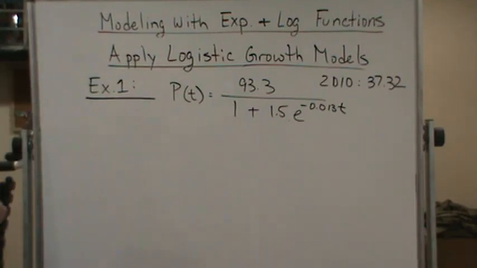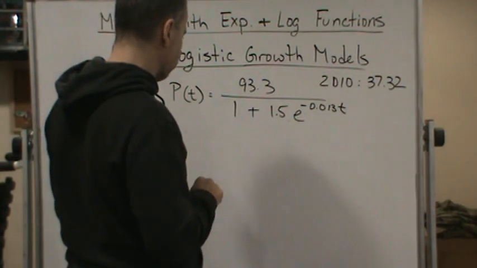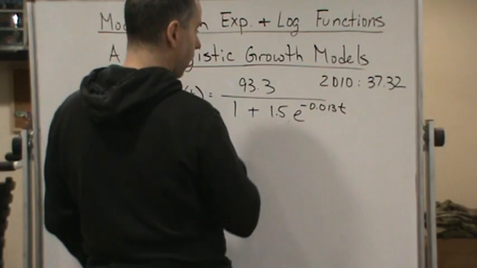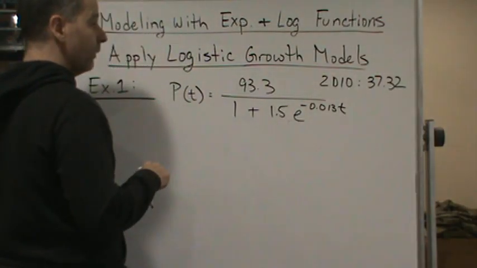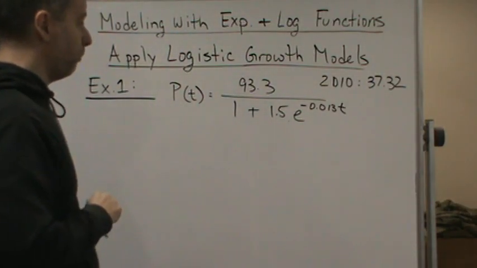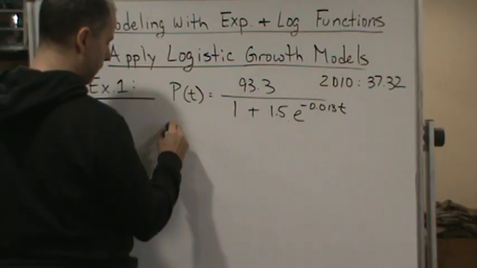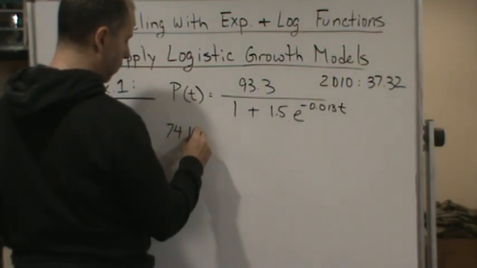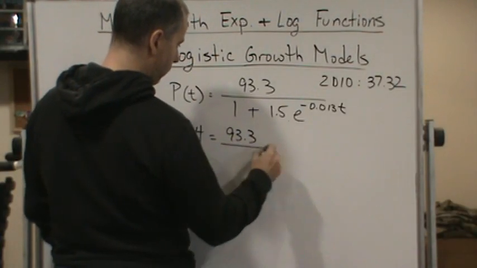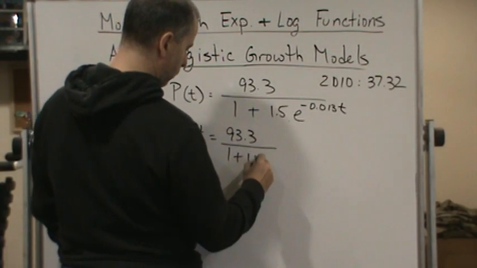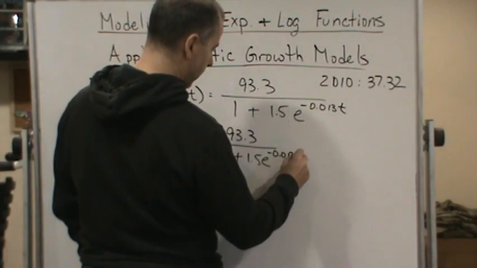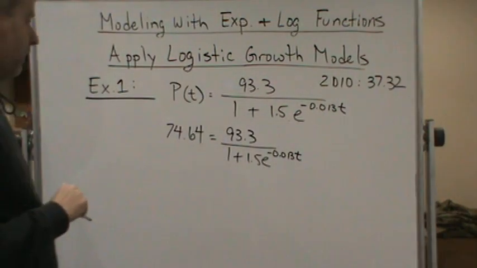So here, we want the population to be double. So again, 37.32. We're going to use this figure here, right? So that means it's going to be 74.64. So the population is 74.64, which equals 93.3 over 1 plus 1.5 times e to the negative 0.013t.